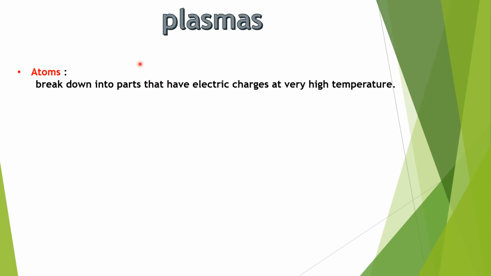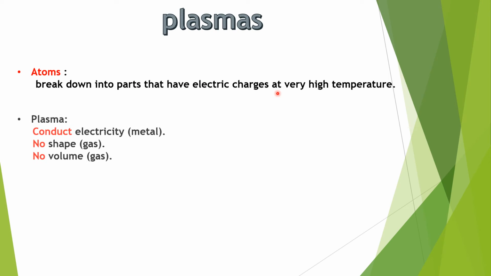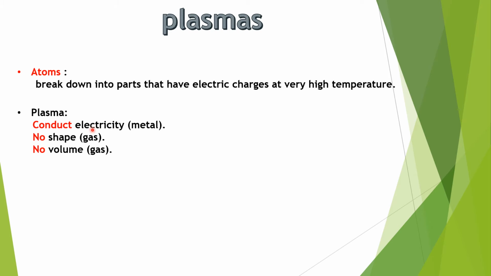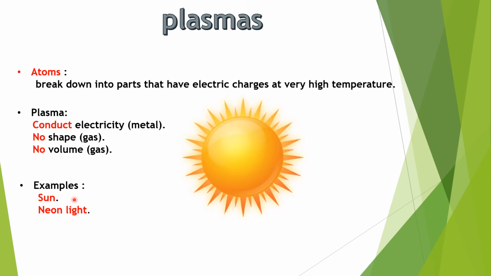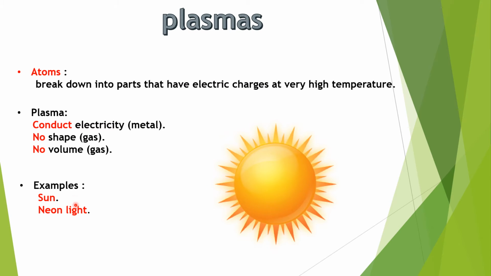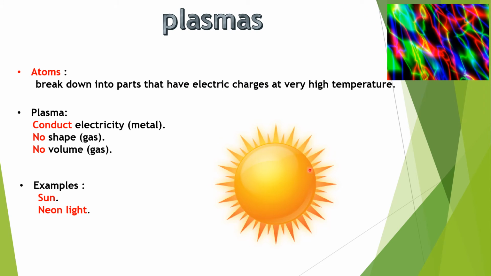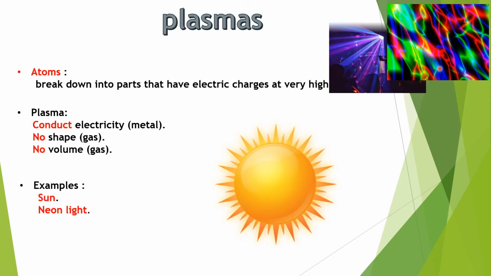Plasma. Atoms break down into parts that have electric charges at very high temperature. Plasma conducts electricity. It has no shape, like gas, and no volume, like gas. Examples of plasma: the sun and lightning. This is the sun and lightning.